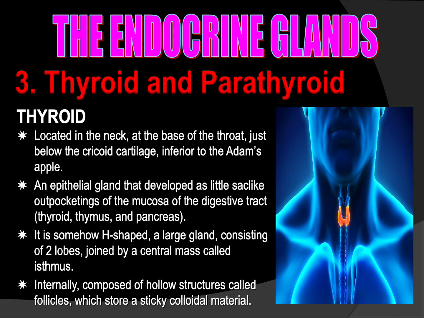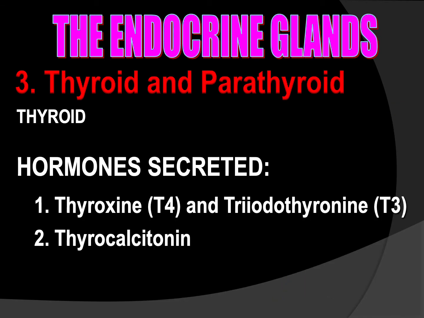Yung central mass na nagko-connect sa kanila, you call that isthmus. Internally, the thyroid gland is composed of hollow structures which are follicles. It's a sticky colloidal material. What are the hormones of the thyroid gland? We have thyroxine, T4, triiodothyronine, T3, and thyrocalcitonin.